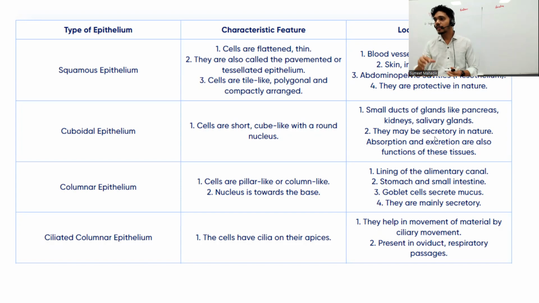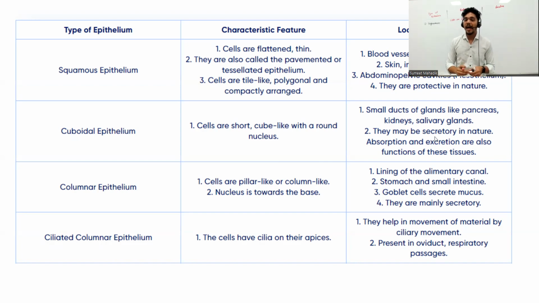In case of squamous, you can see the diagram as well, right? Cells are flattened. What do you mean by cells are flattened? If the cells are very thin, and layers are there, it is very easy for transportation. You can easily cross things. So squamous epithelium cells are very flattened and thin.